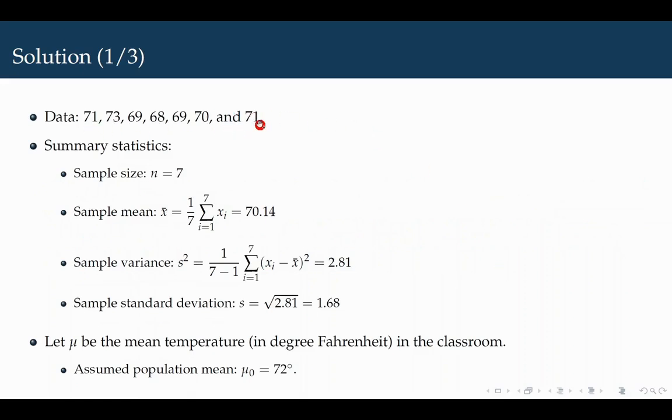So based on the data that we have, we can calculate the sample mean as 70.14 and the sample standard deviation as 1.68. So here the parameter of interest is the population mean temperature of the classroom, and the assumed population mean is mu naught, which is 72 degrees Fahrenheit. So we are interested in whether 72 degrees Fahrenheit is a plausible value for the population mean temperature of the classroom.